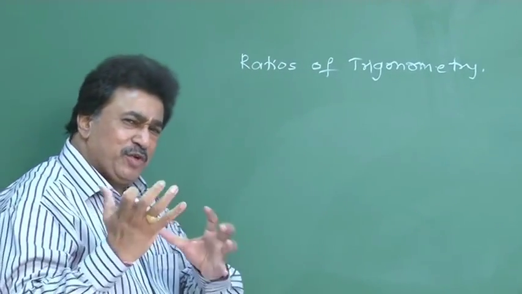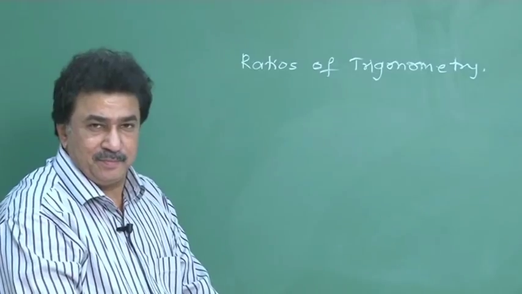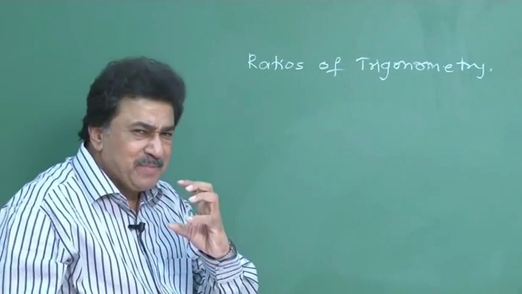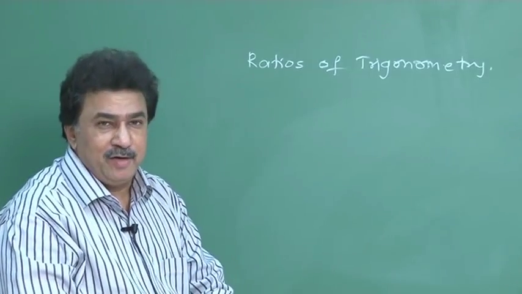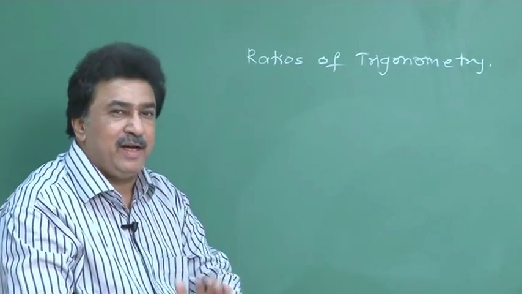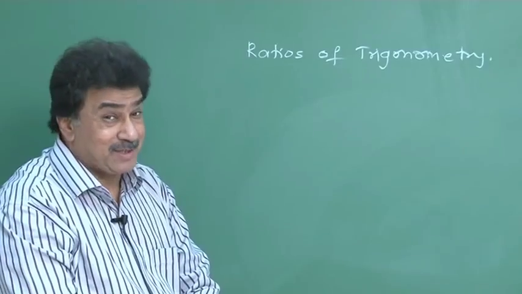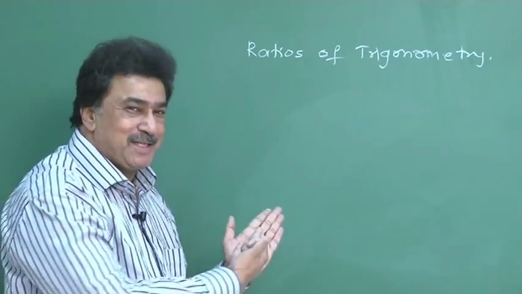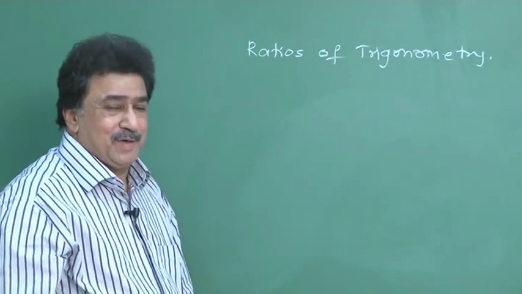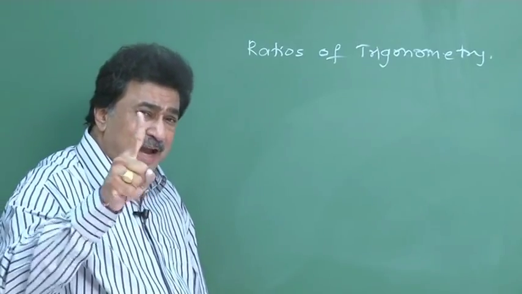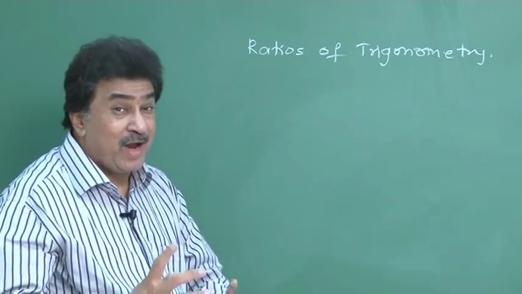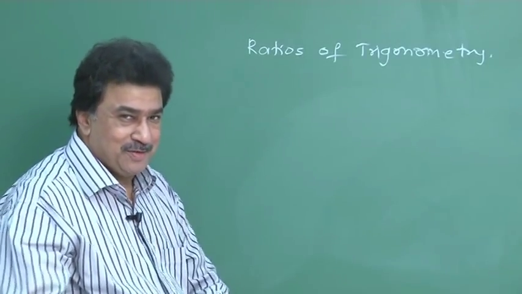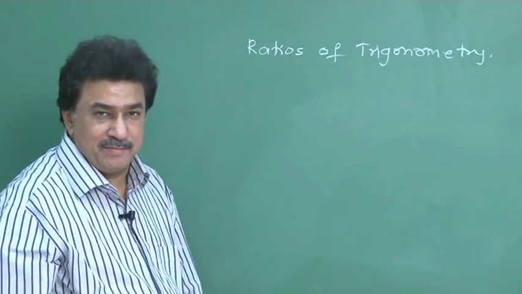Now, what are ratios of trigonometry? As the name suggests, ratio. With the help of two sides of a triangle, we are going to decide the angle in between it. It's not clear right now. You'll understand when I do it on the board. First of all, we always take a right angle triangle for this explanation. Why? I'll explain that also. Let me take a right angle triangle.